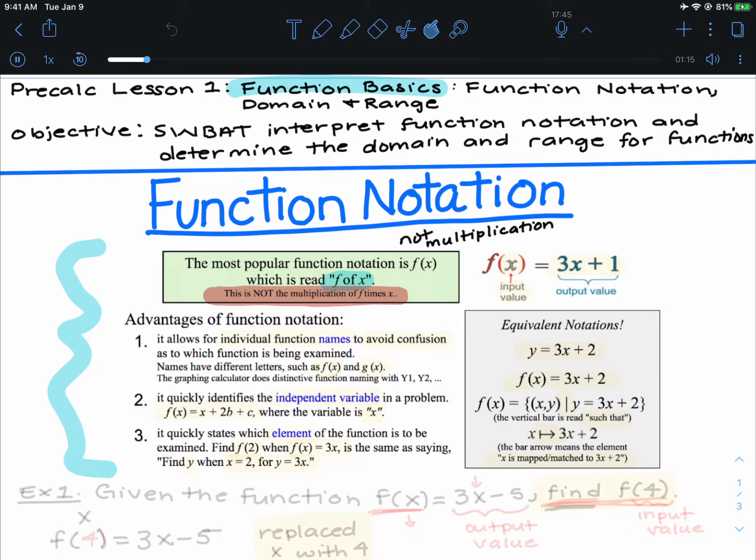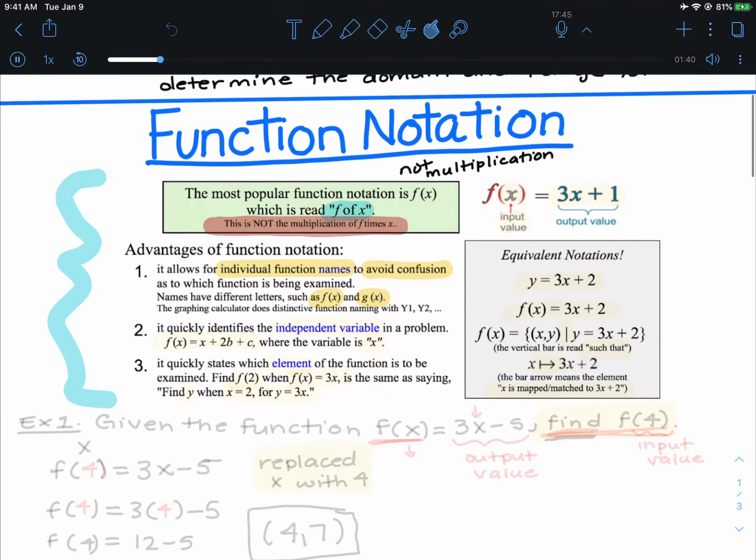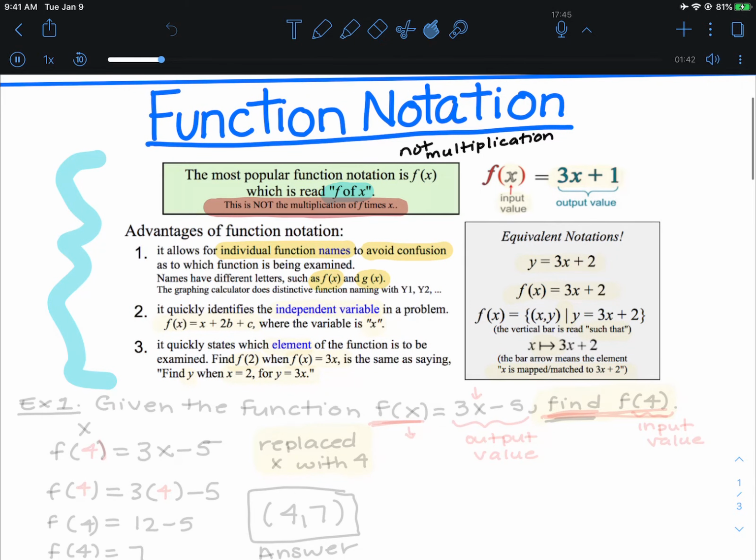So what are some advantages of function notation? Okay, some advantages of function notation are that it allows for individual function names, so that way we can avoid confusion between functions. So for example, you can go ahead and have f of x and g of x, right? And you won't confuse the two.